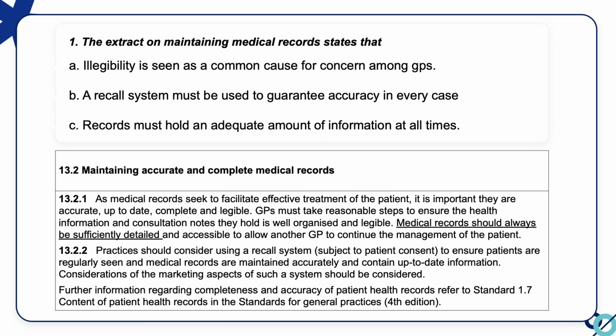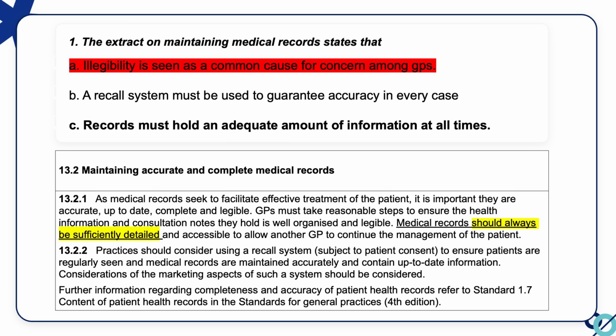Let's break down the answers. This is where we learn why an answer is right and why the others are just distractions. For question 1, the correct answer is C. Records must hold an adequate amount of information at all times. The text says records should be sufficiently detailed to allow another GP to take over. This matches adequate amount of information.